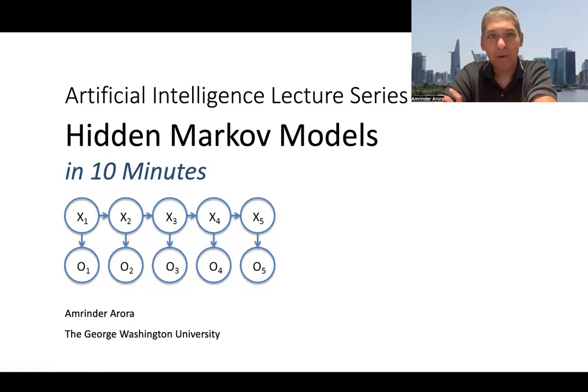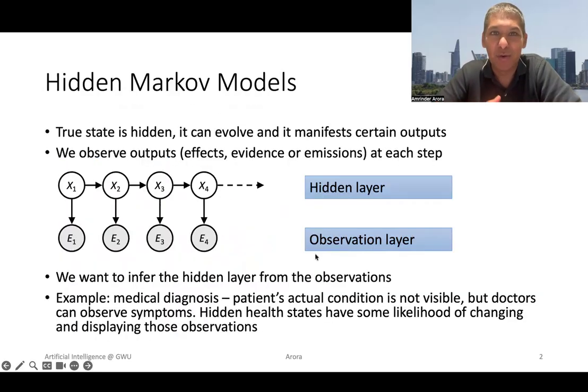Okay, welcome everyone. Today we're talking about hidden Markov models. It's a core topic in artificial intelligence. We'll try to do this in under 10 minutes. Let's go. So a hidden Markov model, as the name suggests, is a model where the true state is hidden.